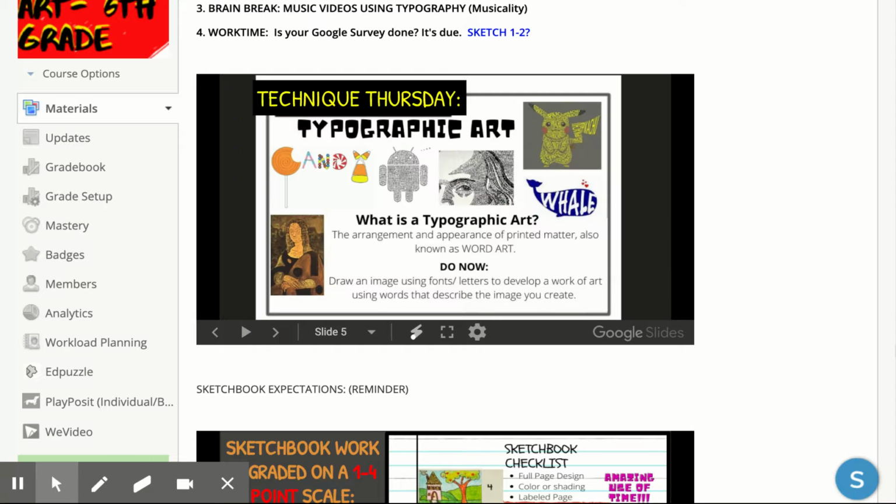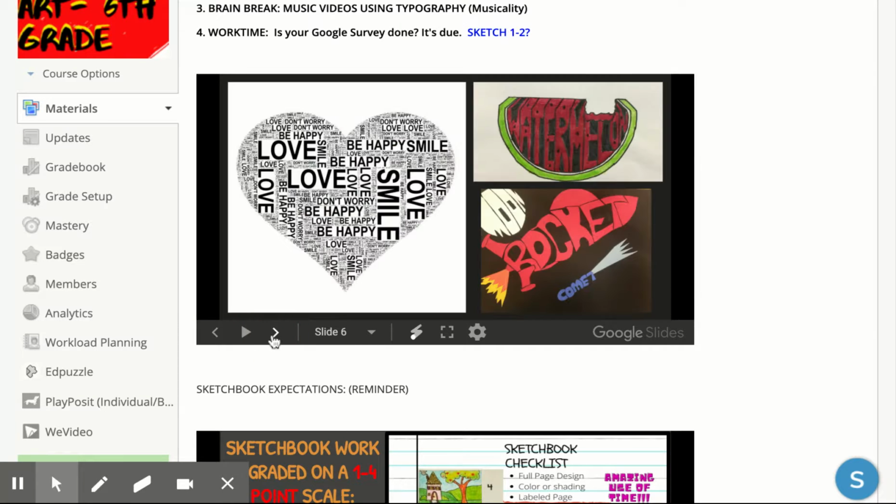Let's learn about that. We are doing Technique Thursday today, which is typographic art. What is typographic art? It is the arrangement and appearance of printed matter, also known as word art. Now what you're going to do is draw an image using fonts or letters to develop a work of art using words that describe the image you create. For an example, you could draw a heart and fill it with all different words that mean love, happy, smile. Notice the word watermelon and how it literally is the watermelon with a bite taken out of it. Notice the rocket, the moon, the comet. This is what we're looking for with typographic art.